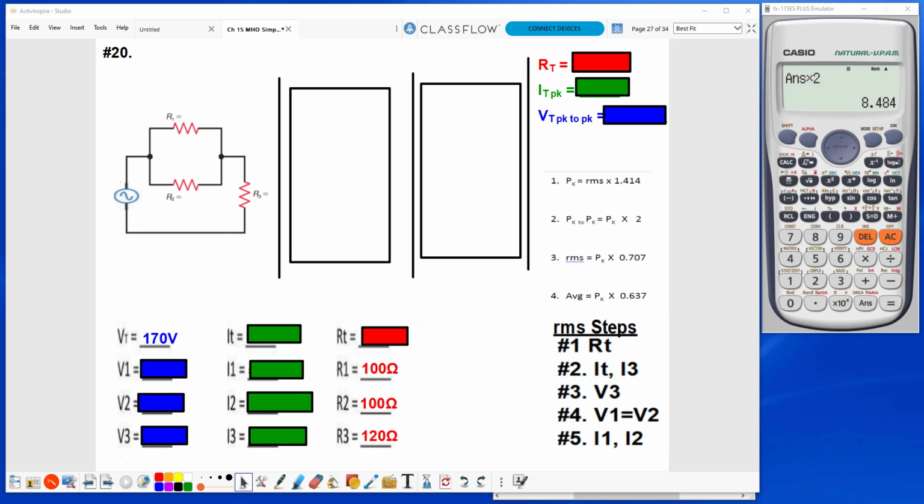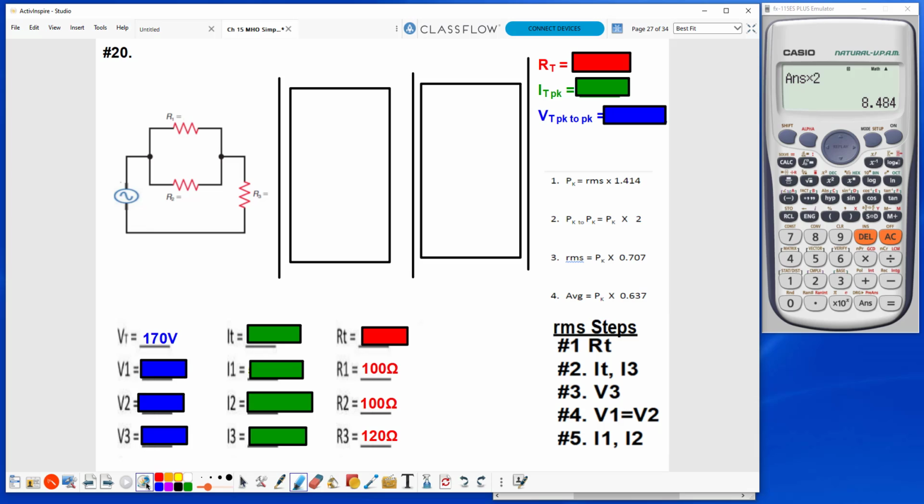In this video, I'll be making the calculations for the AC values from the Chapter 15 Math Handout, problem number 20. So here we see a combination circuit. It is a basic combination circuit. It is not a random unknown. So our first equation or value that we want to find is RT.